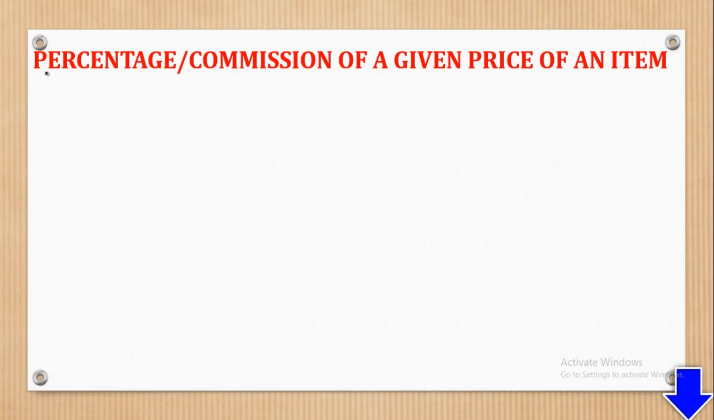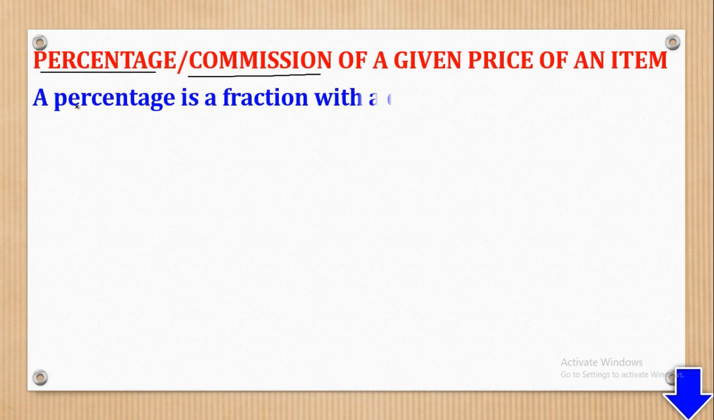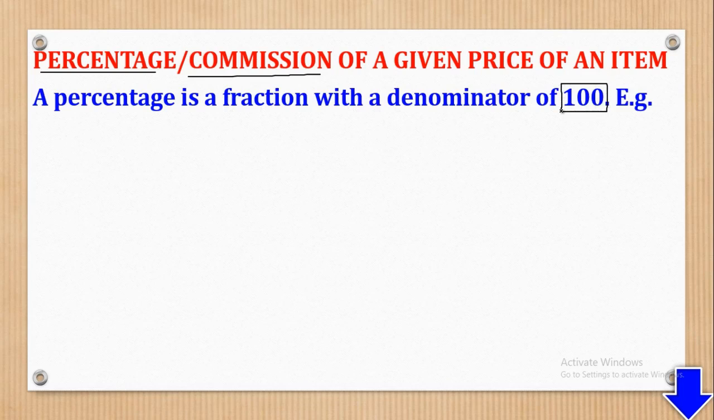So here there are two terms, one is percentage, another one is commission. What does percentage mean and what does commission mean? Percentage is a fraction with a denominator of 100. Always remember that, a fraction with a denominator of 100. For example, if I say 10%, this is the symbol for percentage, 10% would mean 10 over 100. So basically that's what percentage means.